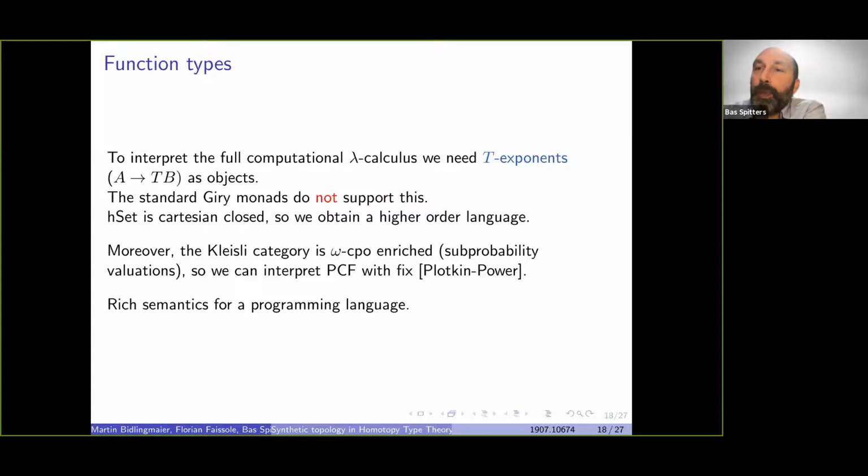So we can, because we're using sub-probability valuations, and this is also something that other people have observed, we can actually get something that's omega CPO enriched. So this means we can interpret PCF with a fixed point operator in this setting. So we have a very rich semantics. We even have dependent types in this setting for a probabilistic programming language.